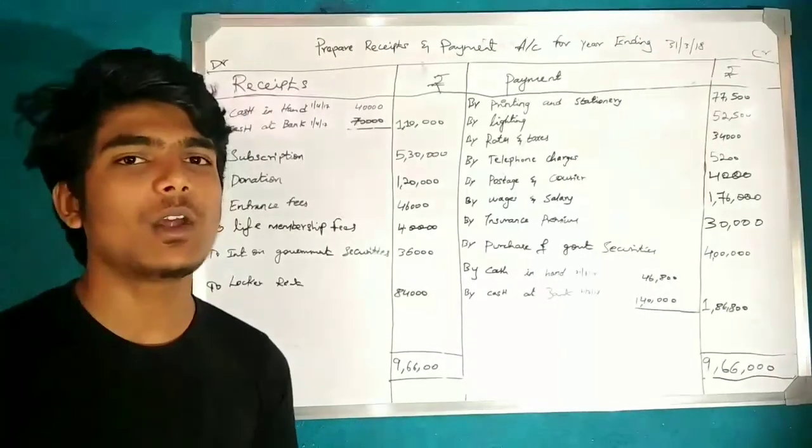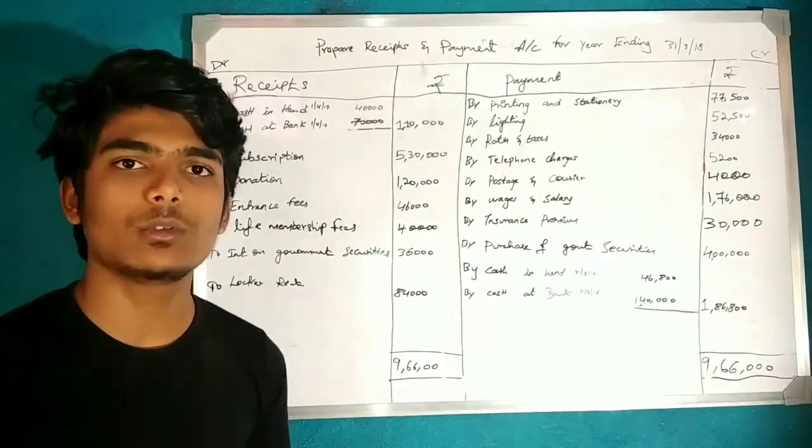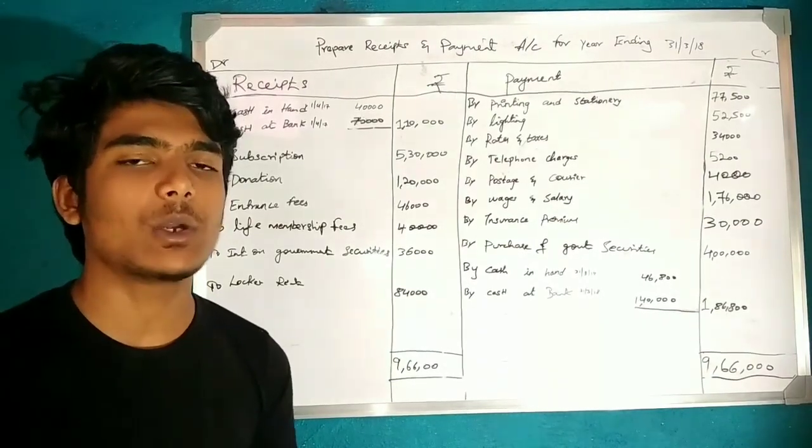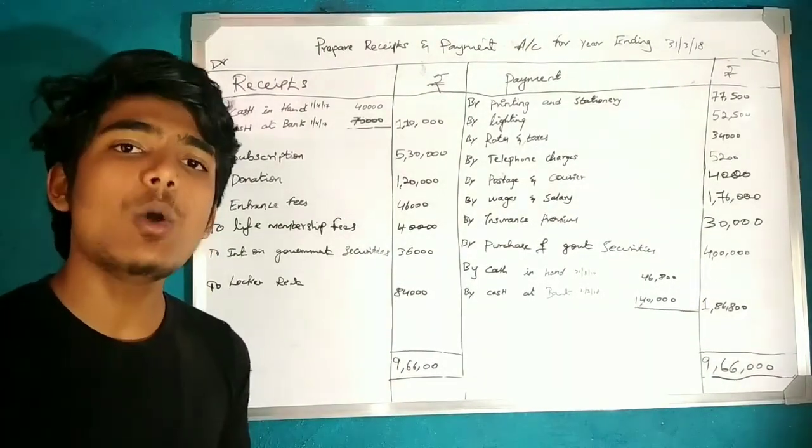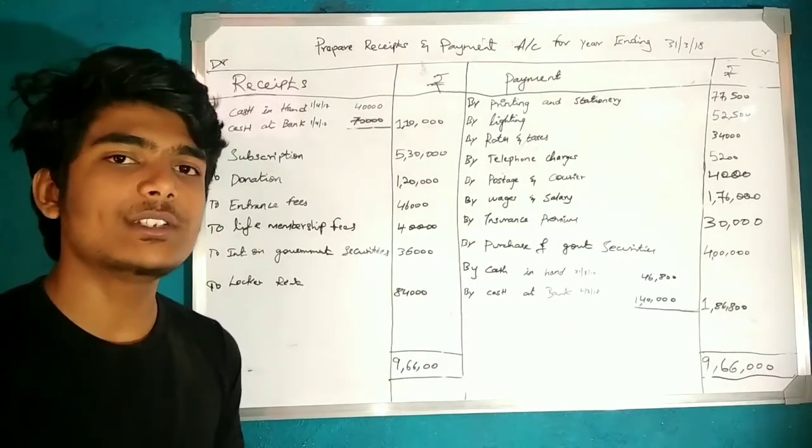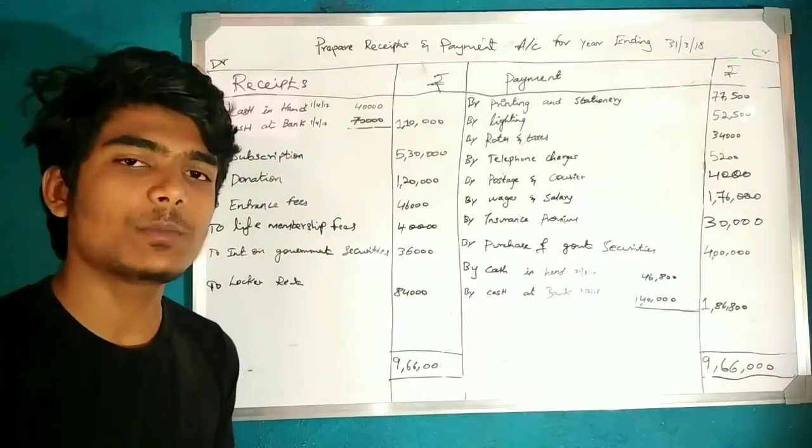Cash at bank as on 31st March 2018 is rupees 1,40,000. Both cash in hand as well as cash at bank are closing balances because it's 31st March 2018, right? It's a closing balance and it belongs to the credit side, which is payments. Hey friends, now we saw the question of receipts and payment account of Lions Club as on 31st March 2018. Now let's see how to post the items of receipts and payment account in their respective places.